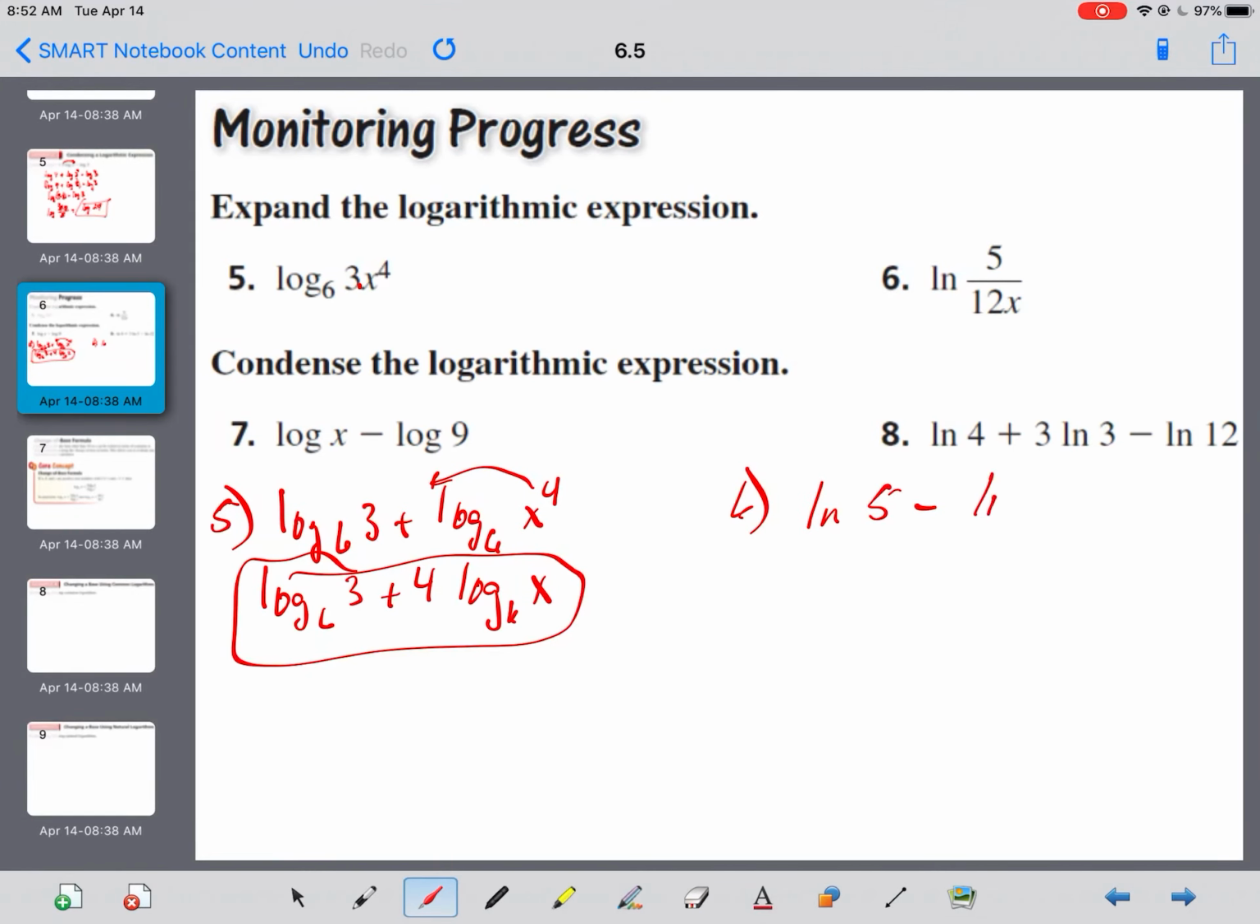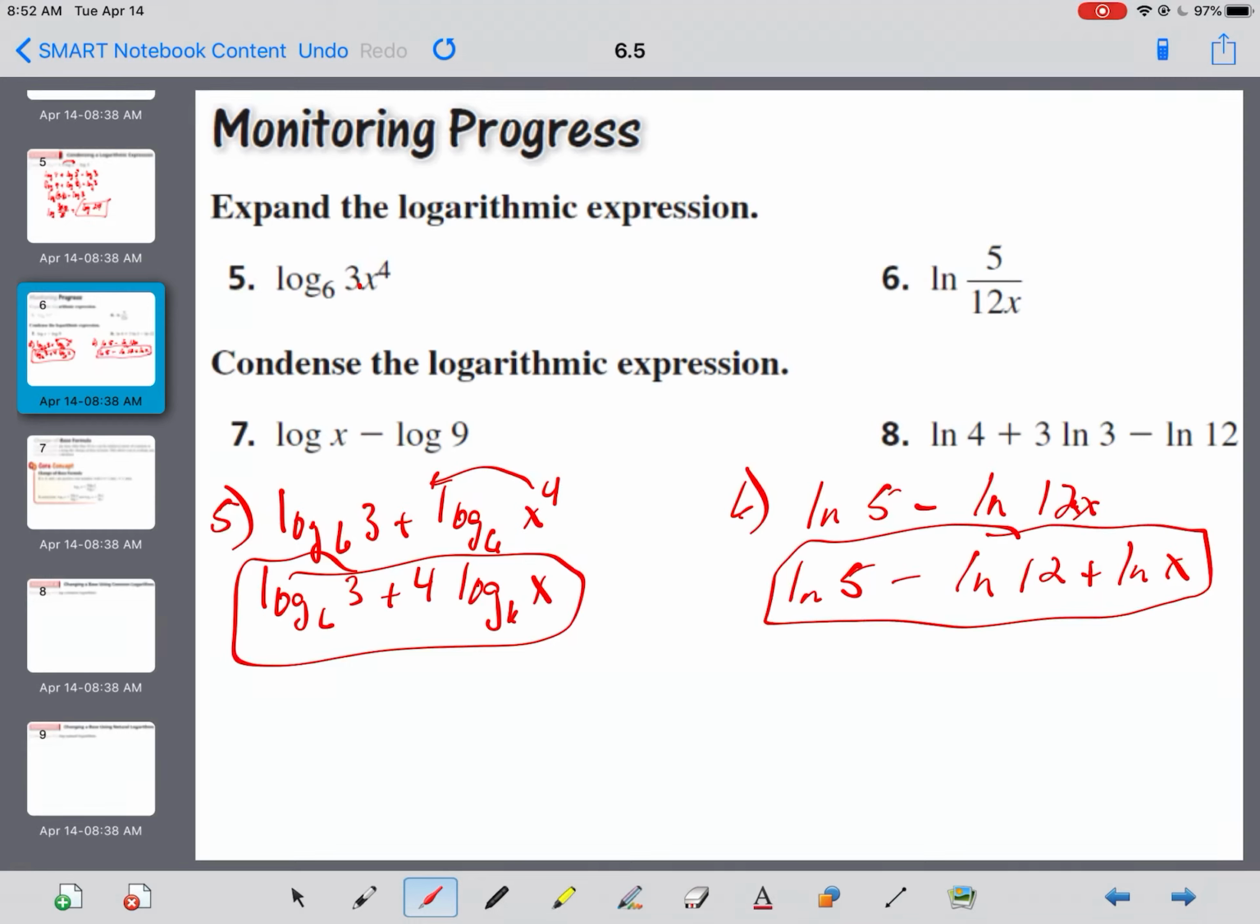Let's look at number 6. This is natural log this time. That's okay. We're in divide, so ln 5 minus ln of 12x, and that's a multiply. So ln of 5 minus ln of 12 plus ln of x.